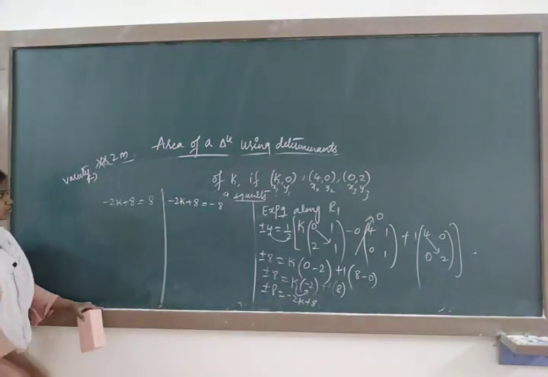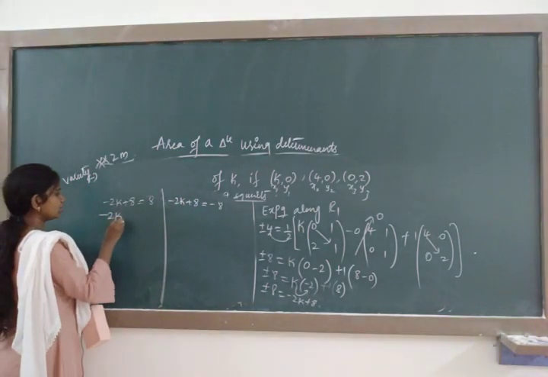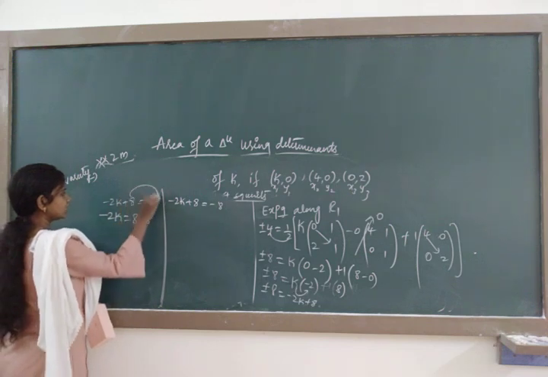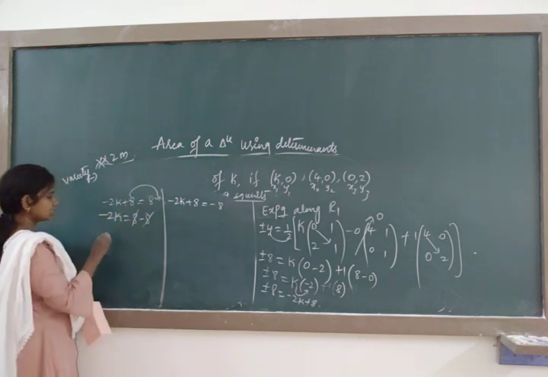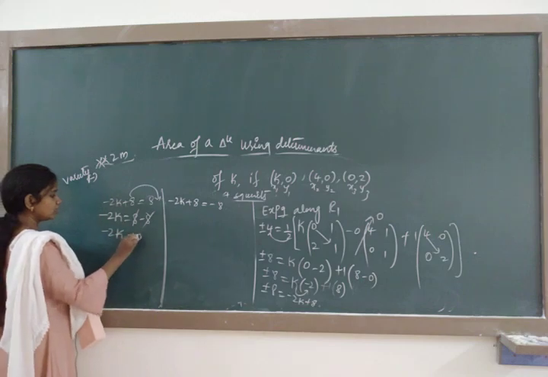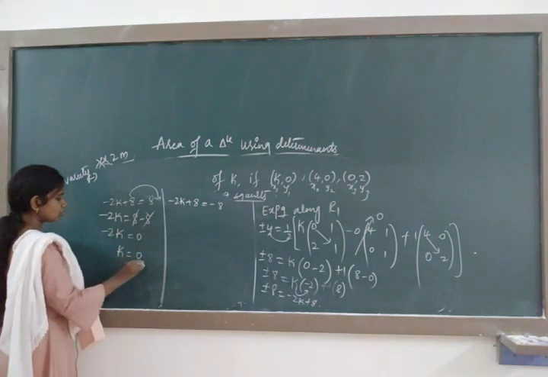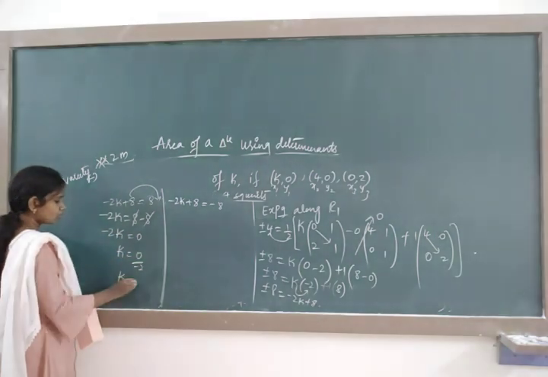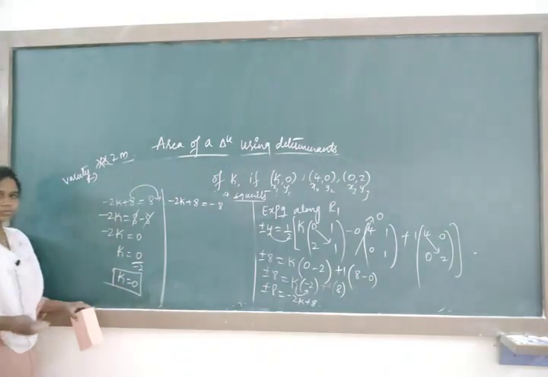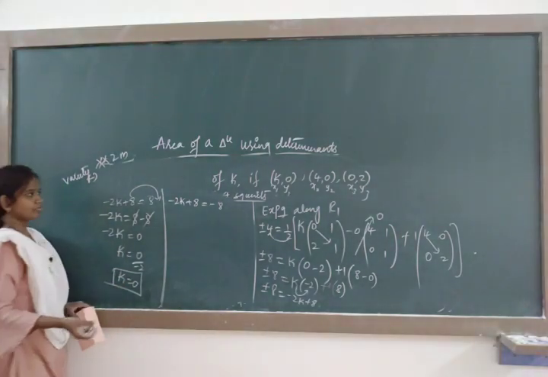Let us solve for the two values of k. Minus 2k is equal to 8 minus 8. Transfer this side. 8 minus 8 cancels out. It will be 0. Therefore, k is equal to 0 divided by minus 2. 0 by something is 0. So, you got the k value as 0.